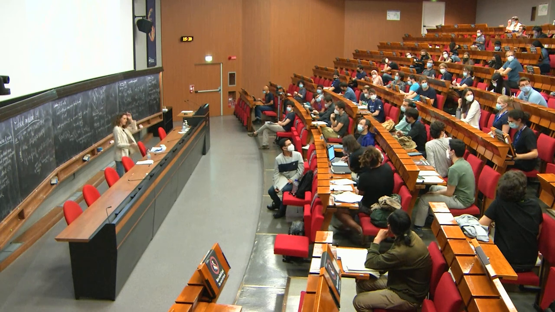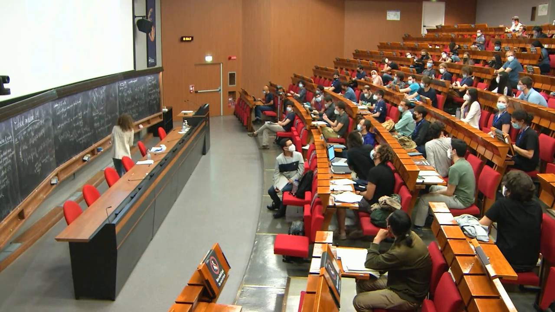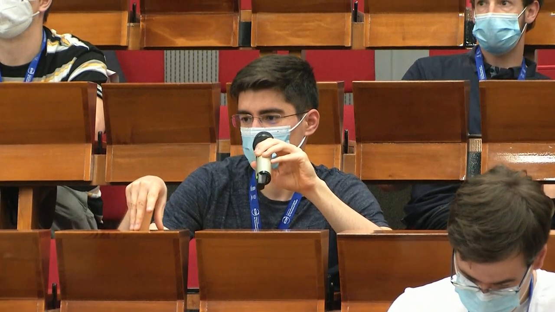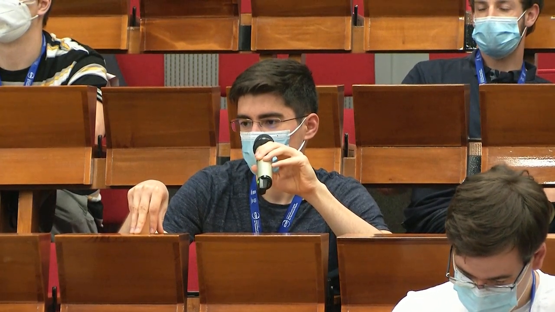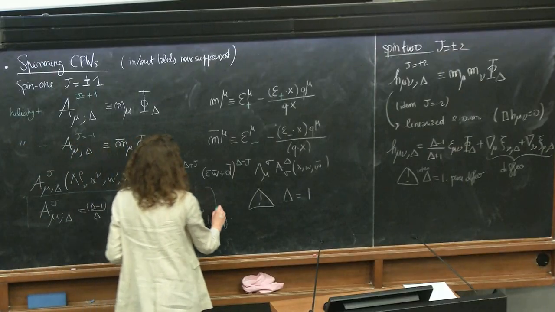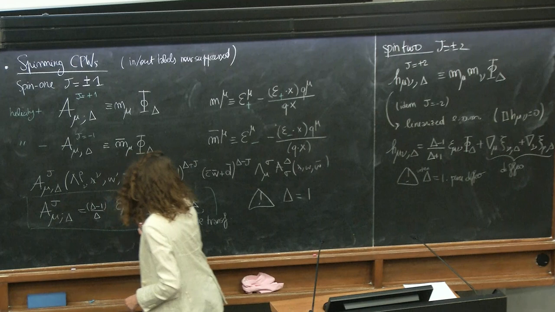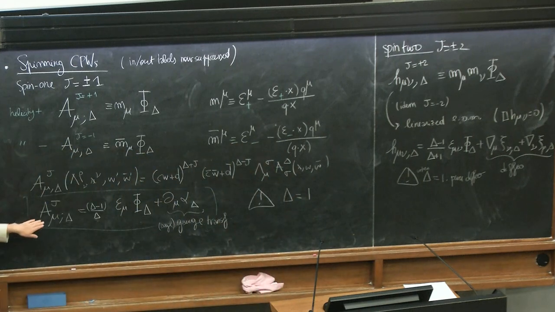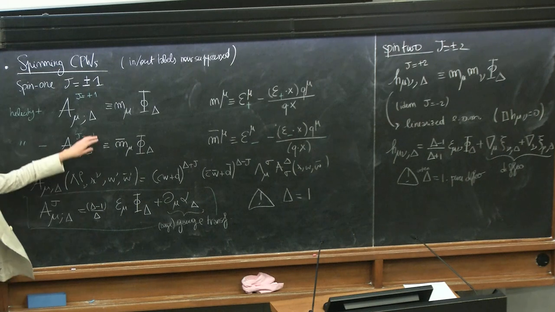Sorry, I didn't quite understand. Are you saying that all A mu's are gauge equivalent to that particular form, with delta minus 1 over delta? So this is an exact statement. What I mean is that this A mu is just an equality that follows.